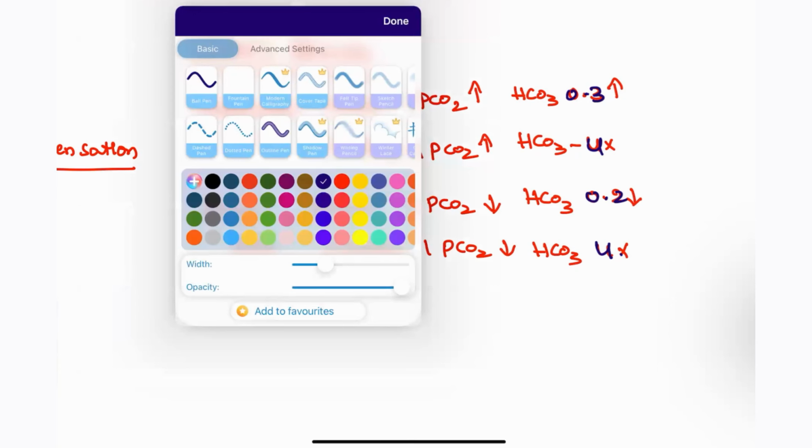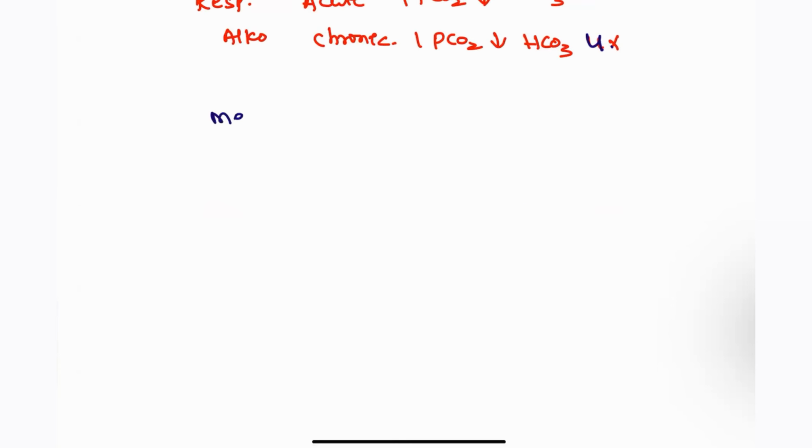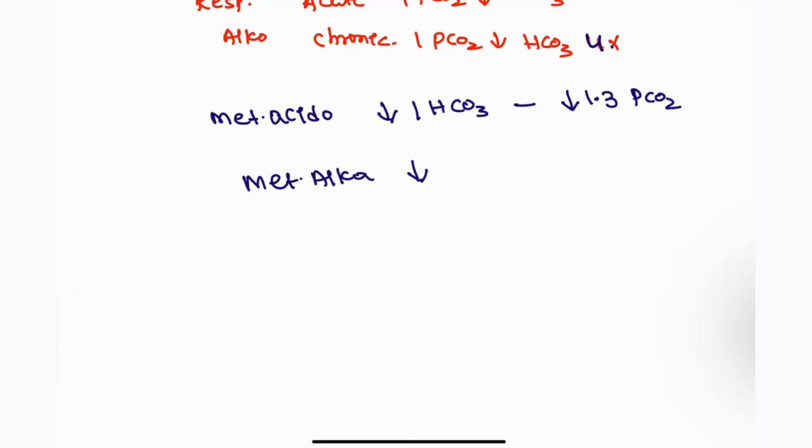Next, coming to the metabolic types. Okay, for the patient with metabolic acidosis, if there is a 1 HCO3 decrease, there will be a decrease of 1.3 PCO2. Okay, if it is a metabolic alkalosis, for every 1 HCO3 increase, there will be a PCO2 increase. Okay, 1 PCO2 will be increased. Sorry, it is 0.7, guys. 0.7 PCO2 will be increased.